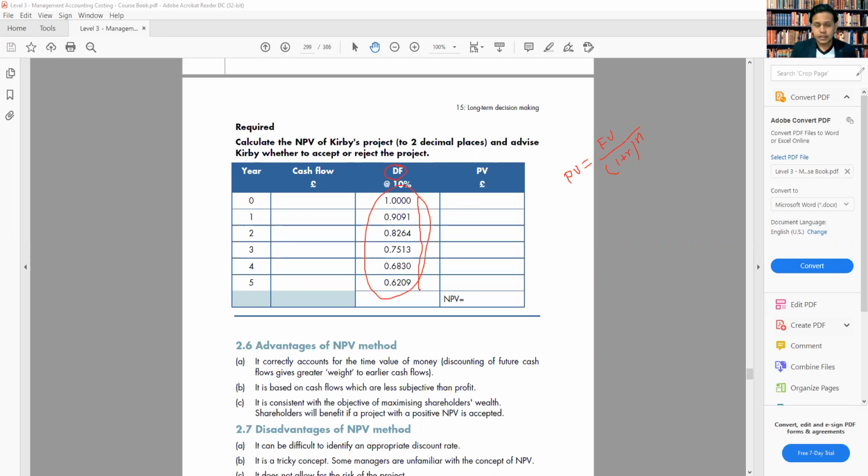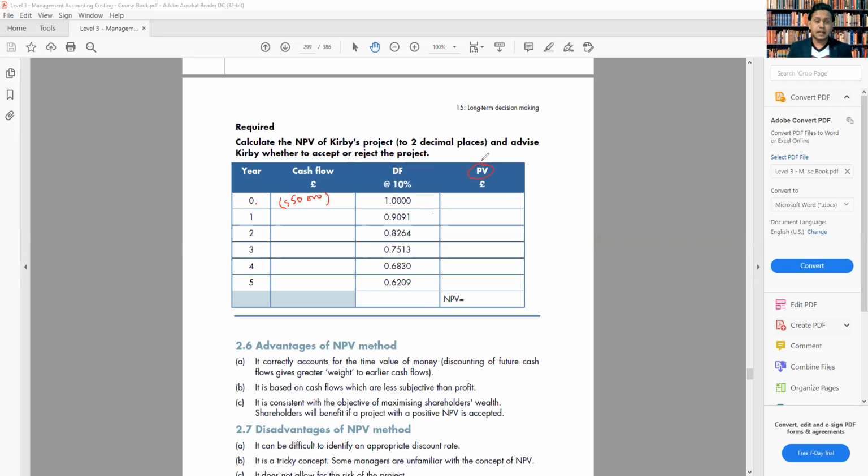So let's start this question. The first one is year 0. In year 0, we already know our cash outflow, that is 550,000. I wrote the bracket so that I understand it's a minus figure. That's my investment. Now this is today's value. It's a 0 period. Year 0 means it's today. So if I invest today 550,000, how much will be the value of that for today? So this is the present value. Present value means today's value.